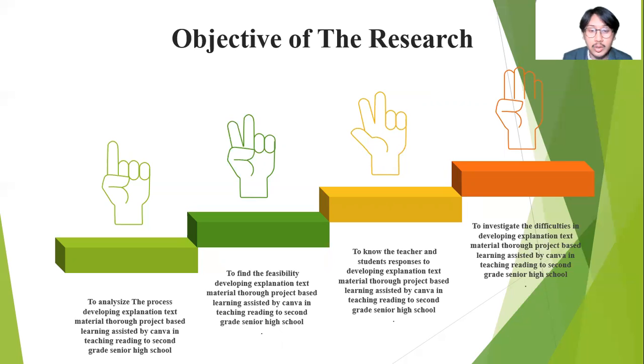The third is to know the teacher and student responses to the developed explanation text material through project-based learning assisted by Canva in teaching reading to second grade senior high school. And then the last is to investigate the difficulties in developing teaching material of explanation text through project-based learning assisted by Canva in teaching reading.